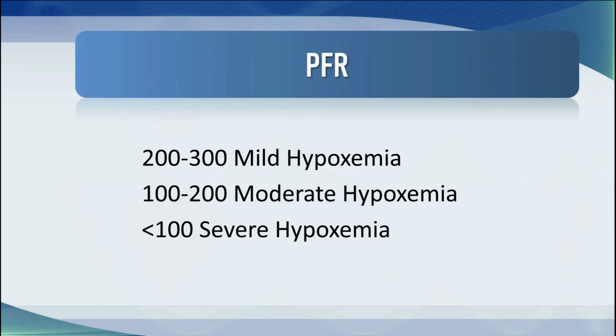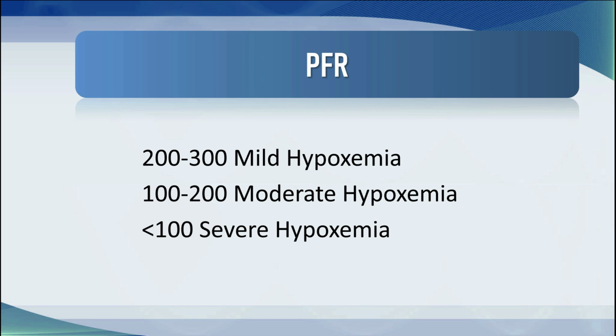A PF ratio of greater than 300 is generally ignored. Between 200 and 300 is considered mild hypoxemia. 100 to 200, which is a much broader range than it really should be, is considered moderate hypoxemia, and lower than 100 is considered severe hypoxemia.